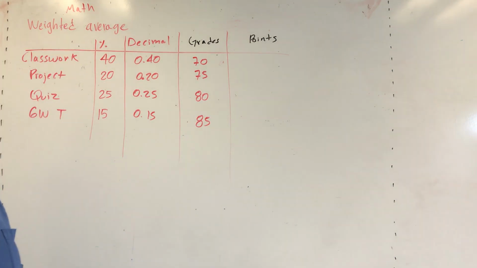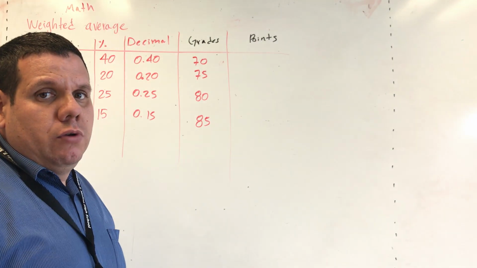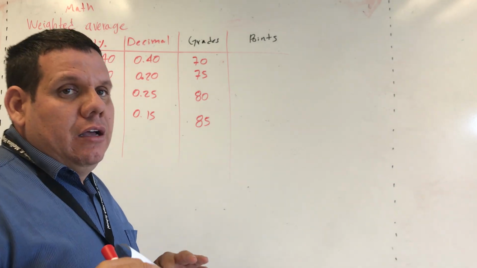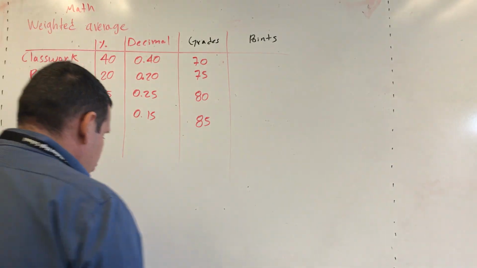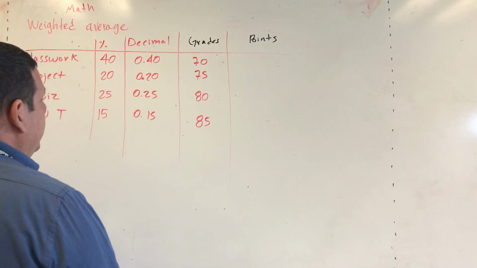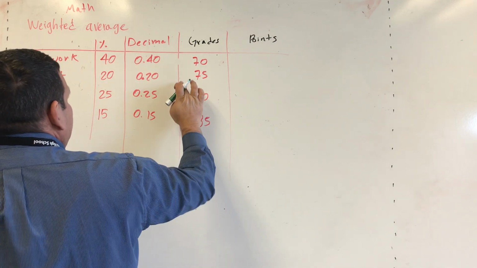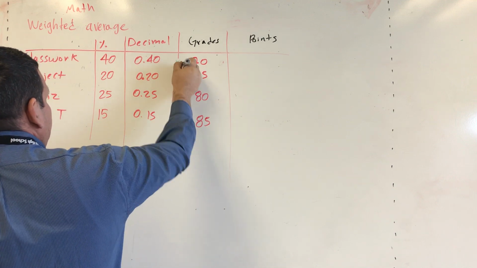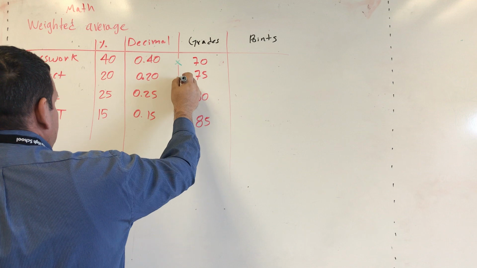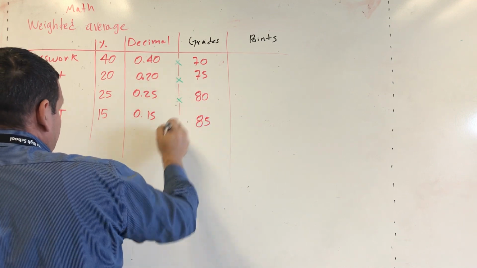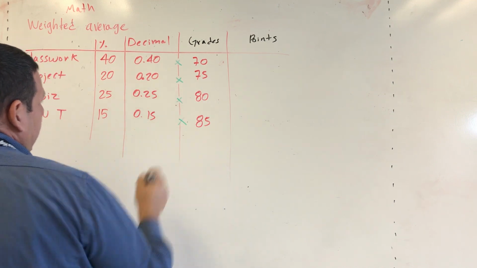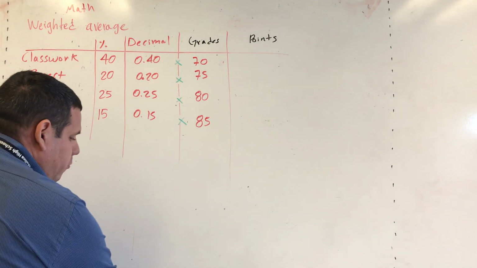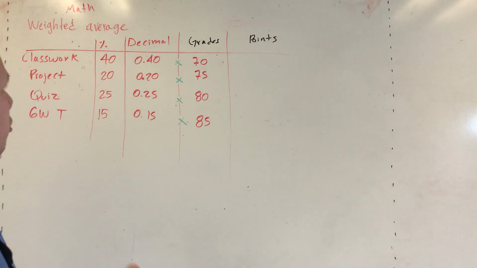Okay, so what do you need to do to get the points and then add them to get the actual grade? To do this, students, we need to multiply here, here, here, and here. So it's 0.40 times 70, 0.20 times 75, 0.25 times 80, 0.15 times 85. Doing this, you will get points for each category of your grade.